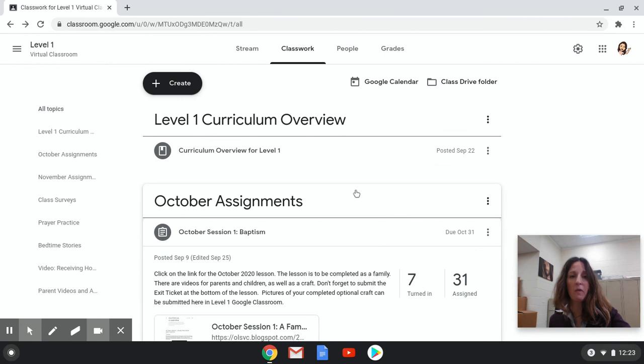Also, the lesson itself has a section with questions. So if you click on the question exit ticket or worksheet and you answer the question with your child, that immediately goes into a spreadsheet. And so I know that you've gone through the lesson with your child. And that's my way of being aware that you completed the lesson.